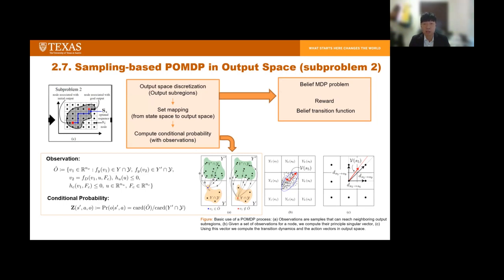Then we define the subset of Mescale Y associated with each subregion as shown in figure A. Using the samples of the subsets, we formulate the observation and conditional probability. As described in figure A, if a state sample in output subregion Y can find other reachable samples in the next output subregion Y prime, we can consider the sample belongs to our observation. Using the cardinality of each set and observation, we can express the conditional probability Z.